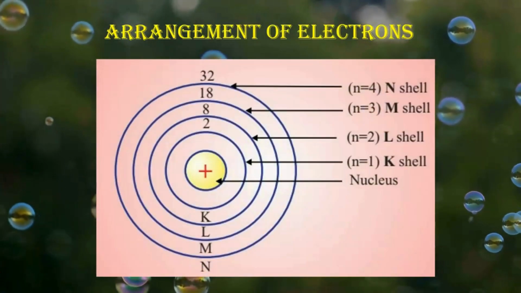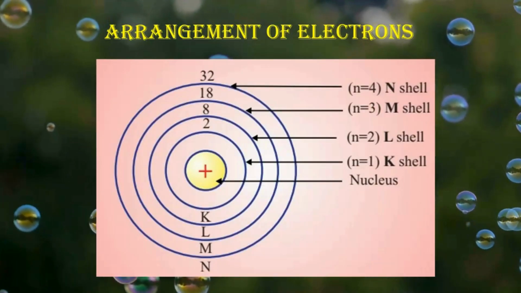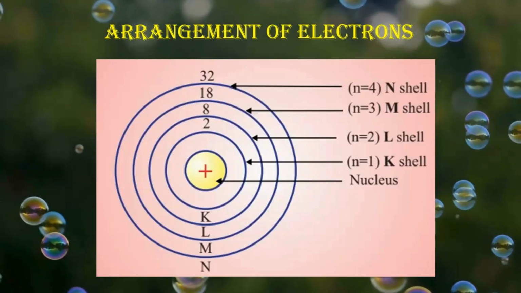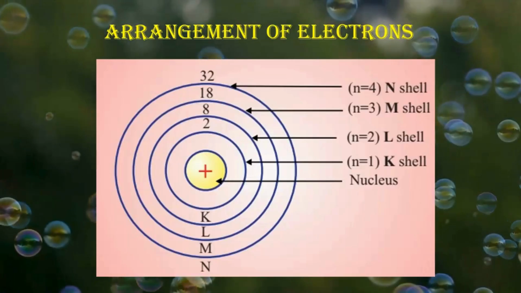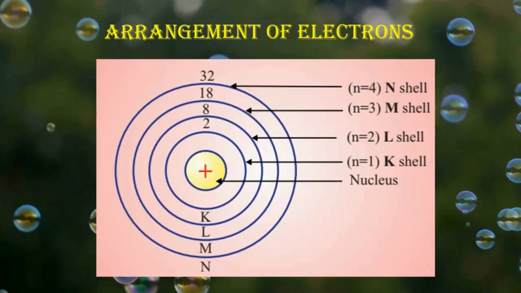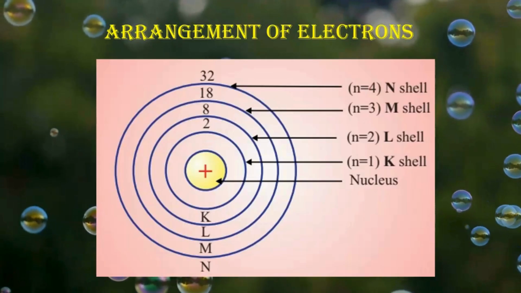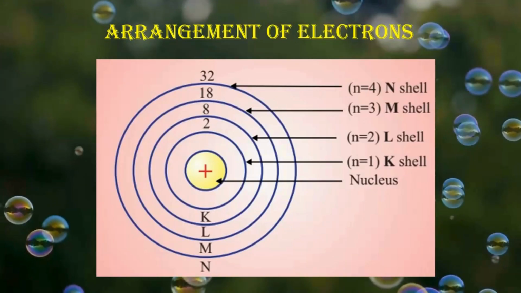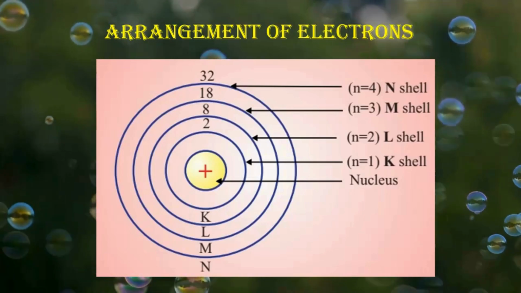In this picture, we can see the arrangement of electrons. As I told in the beginning of the video, electrons revolve around the nucleus in an orbit, or what we call energy levels. There are 4 different energy levels: K, L, M and N. The first shell is named the K shell, the second shell is named L, the third shell is named M, and the fourth shell is named N.